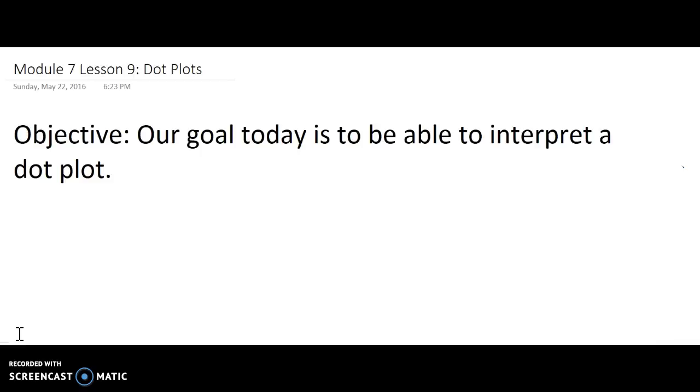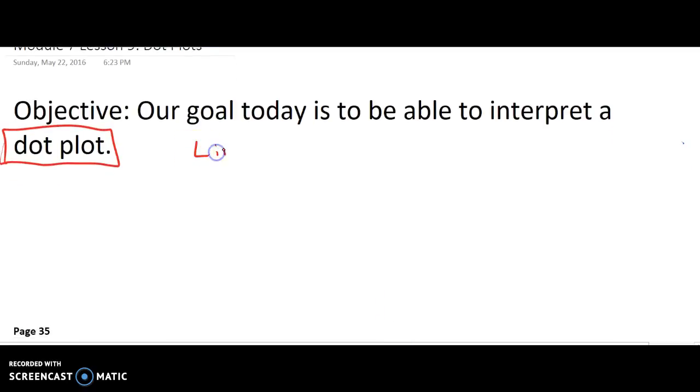Our goal today is to be able to interpret a dot plot. This is not one of the plots or graphs we've used before. Sometimes it's also called a line plot. It's very straightforward and very simple. What do you think a dot plot uses? Dots. You've got it. This is just one more way to organize data so that we can interpret it in our own way. Go ahead and open your books, please, to page 35.